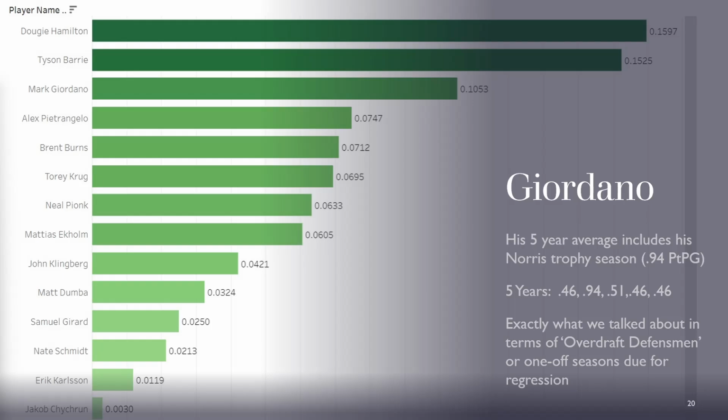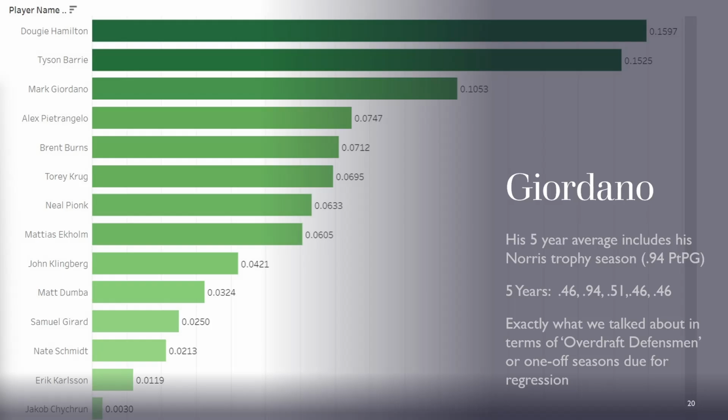So as we return to the list here, Mark Giordano, the next guy on this list. We're going to talk about this in a second, but his 5-year average includes his Norris Trophy season where he put up 0.94 points per game, which was 74 points in 78 games. And that was a one-off if I've ever seen one.